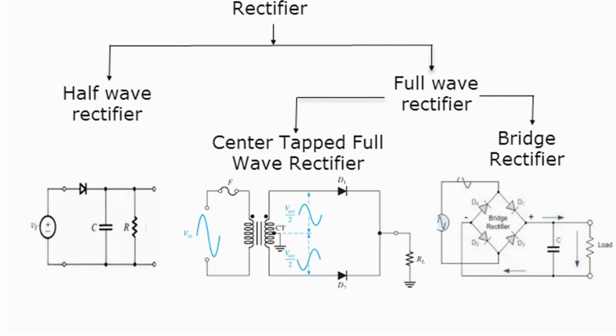All these circuits I will show you in the practical in the coming classes, how to make this. So half wave, center tap, and bridge rectifier. These are the 3 forms of rectification. Rest of the things, how to test the diode, we will see in the practical session.